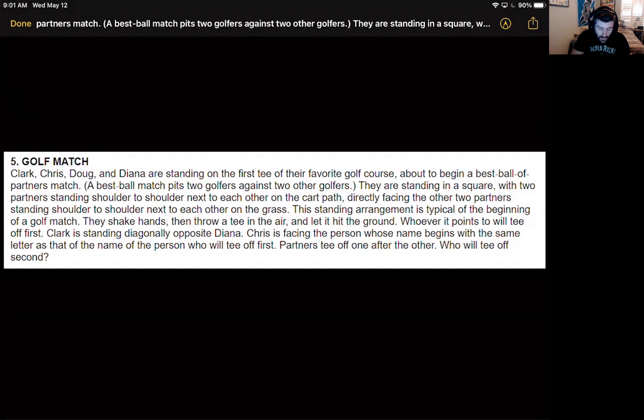Clark is standing diagonally opposite to Diana. Chris is facing a person whose name begins with the same letter as that of the person who will tee off first. Partners tee off one after another. Who will tee off second?